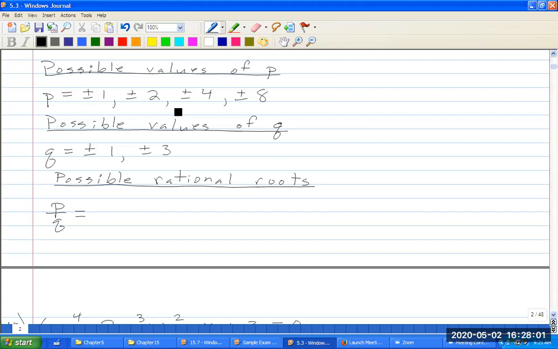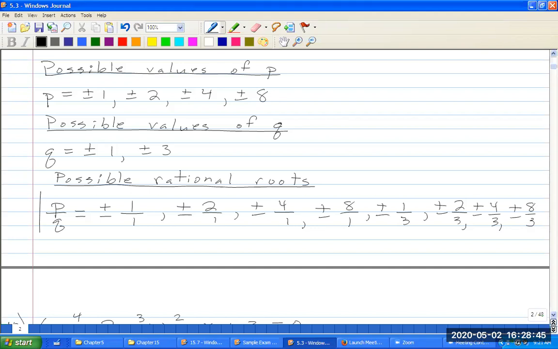So let's first divide each of these by 1, the value of Q here. So 1, and I'll write it this way, 2, 4, and 8. I'm going to divide each of those by 1. Next, let's divide each of these by 3. 1, 2, 4, and 8.